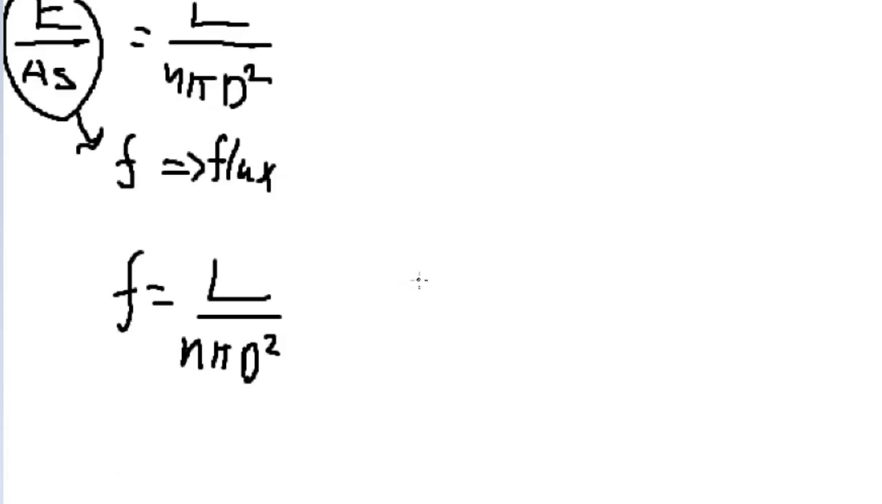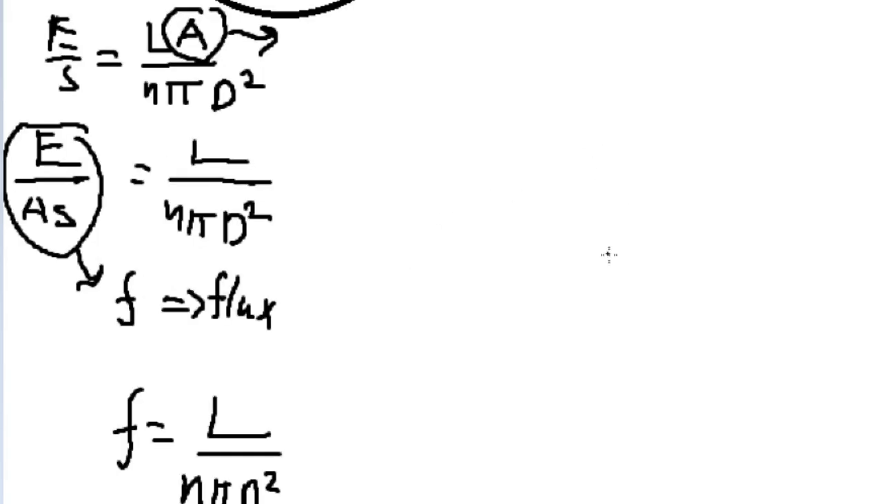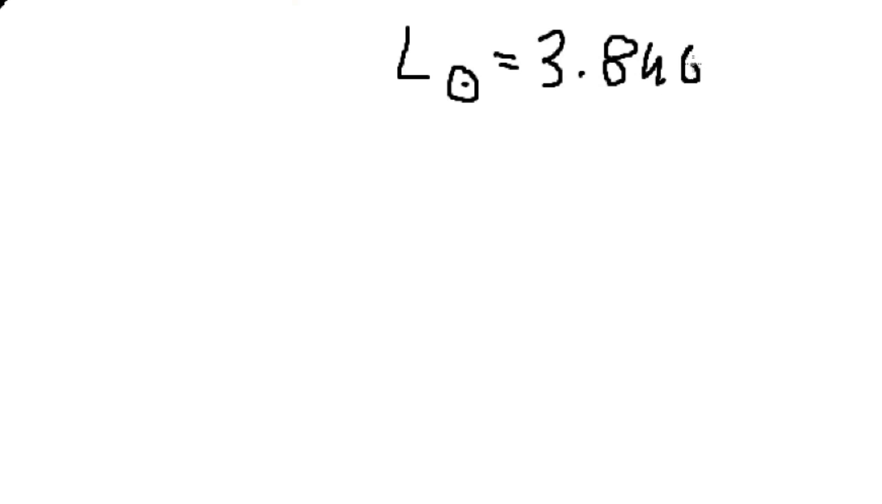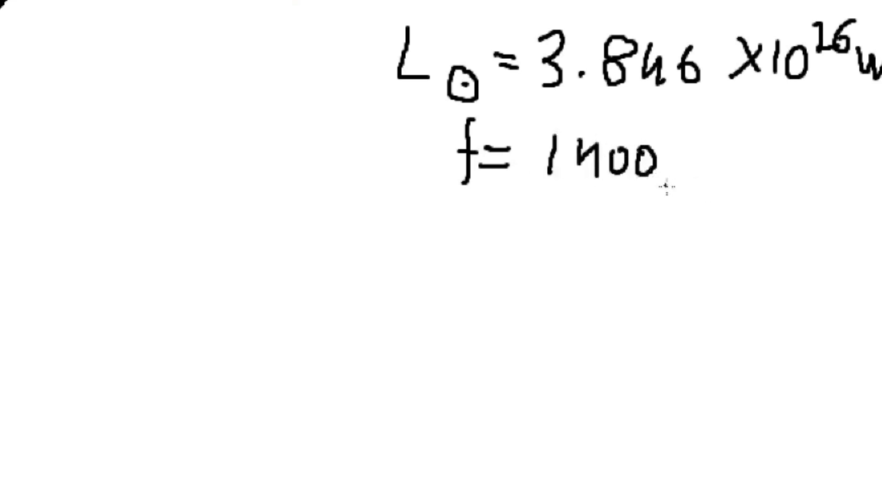Now let's try a sample calculation. What if we wanted to find out how far away the sun was from us? Now we know that the luminosity of the sun is equal to 3.846 times 10 to the power 26 watts. And let's say our telescope on Earth measured a flux of 1400 watts per meter squared.